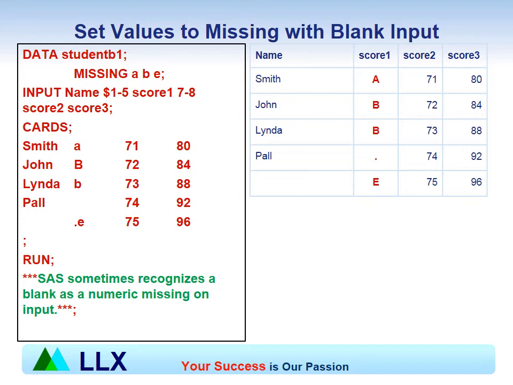The missing character value under the variable name is denoted by a blank space, and the missing numeric value under the variable score1 is denoted by a period.